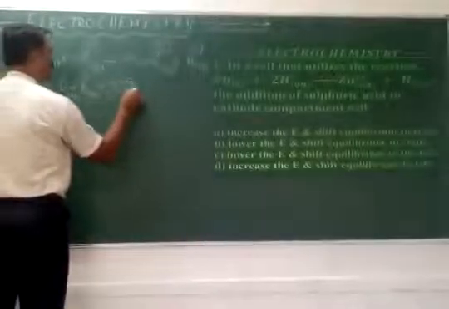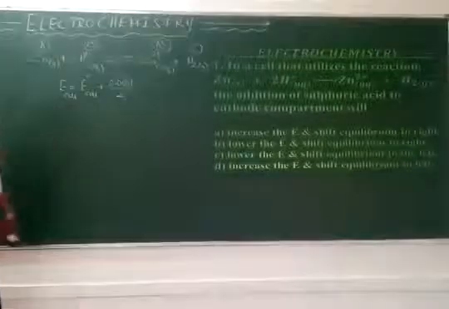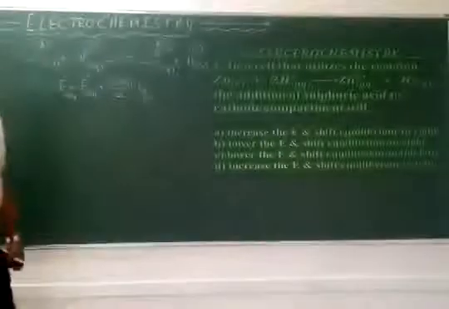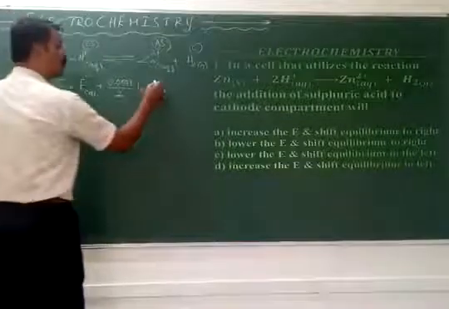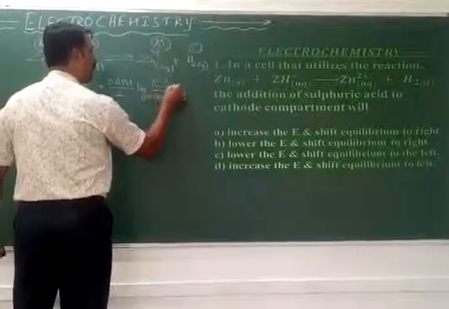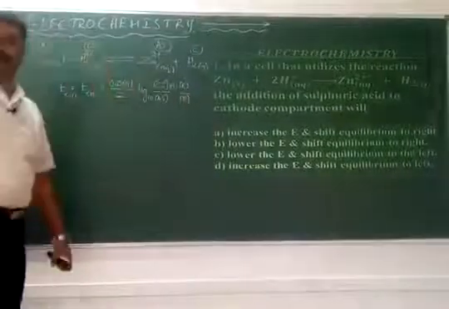0.059 divided by n. n for this one I will directly write as 2, because Zn is converted to Zn2 plus. Log base 10 of cathodic solution concentration divided by anodic solution concentration, or indirectly we will mention that as the reactant divided by the products. We can use any one of these two.